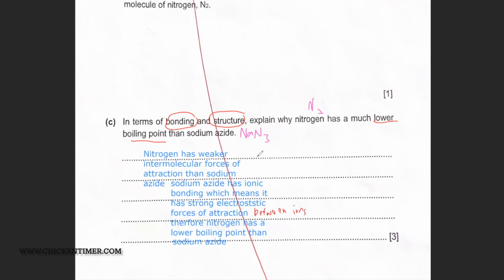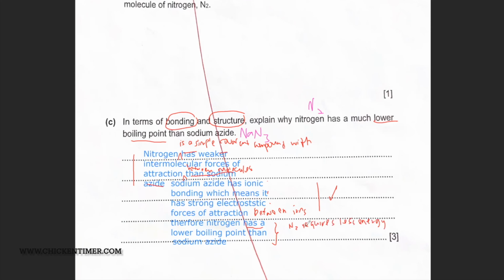Okay, so this format is correct. This part 1, 2, 3, 4 is okay. This is good. So do you have the same for nitrogen? Nitrogen has weaker intermolecular forces of attraction. It's a simple covalent compound with weak intermolecular forces of attraction between molecules. So you see, your format for nitrogen and sodium azide is the same. Therefore, nitrogen requires less energy.